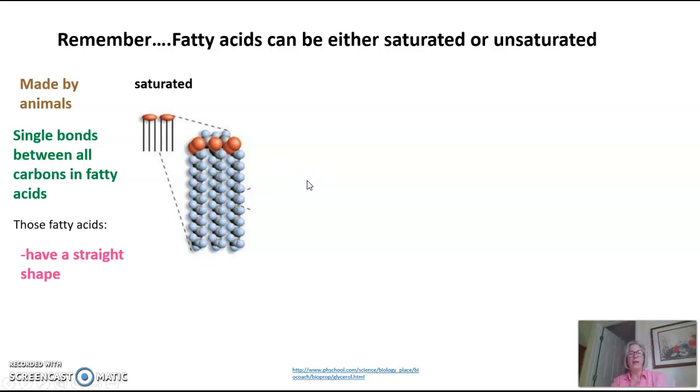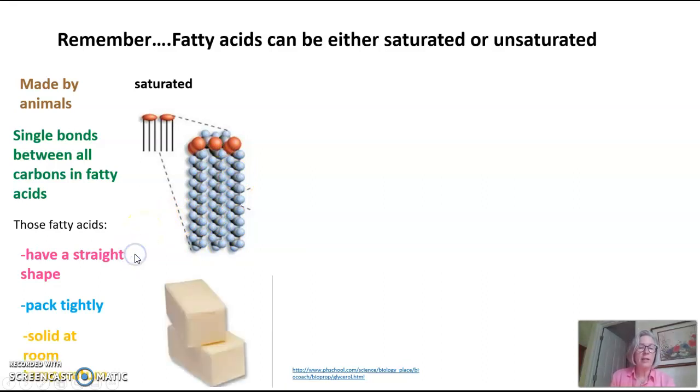These single-bonded saturated fatty acids have a very straight shape, like is pictured here, and that means that they pack very tightly together. So they're a solid at room temperature. So a good example of a fat or a triglyceride made by animals is butter, which is pictured here, which is of course solid at room temperature.